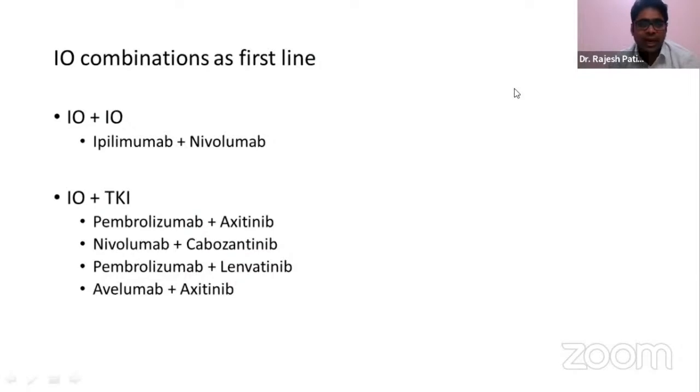So first we'll discuss the IO combination as a first line, that is IO plus IO, which is ipilimumab plus nivolumab. And IO plus TKI, there are 4 combinations approved, that is pembrolizumab with axitinib, nivolumab with cabozantinib, pembrolizumab with lenvatinib, and avelumab with axitinib.